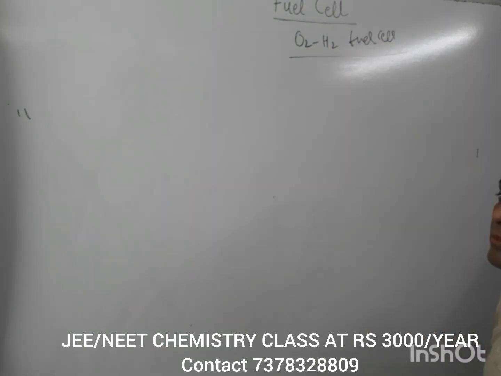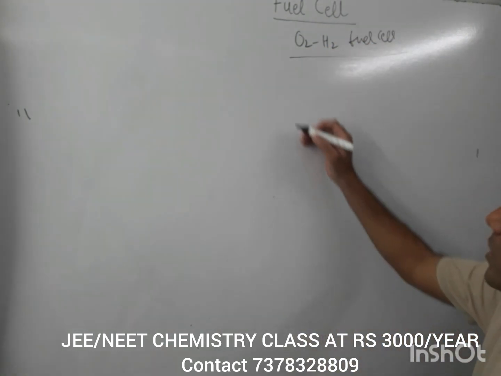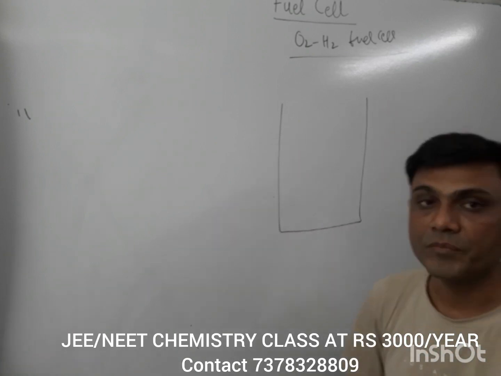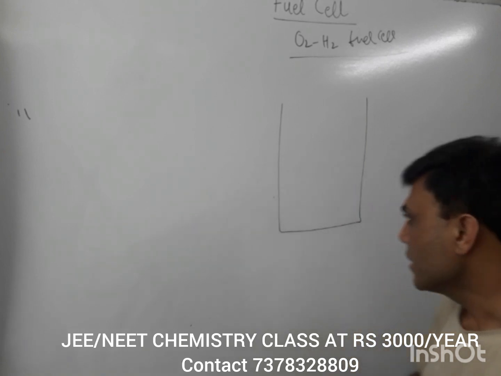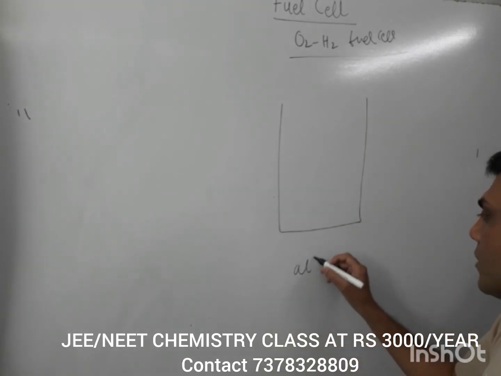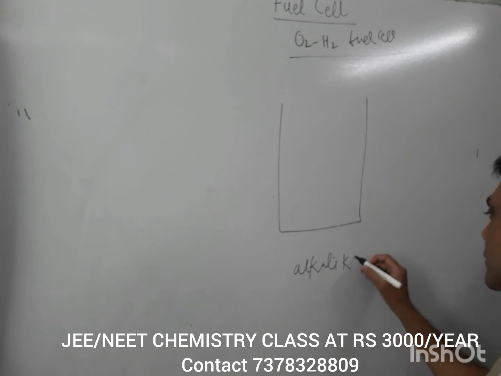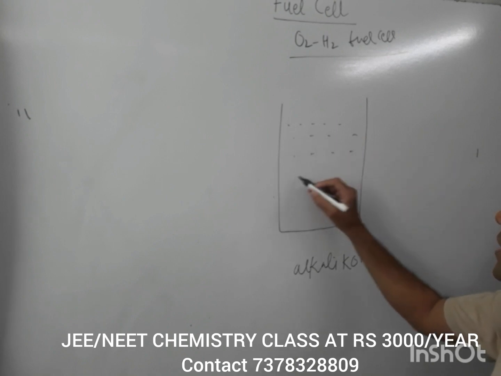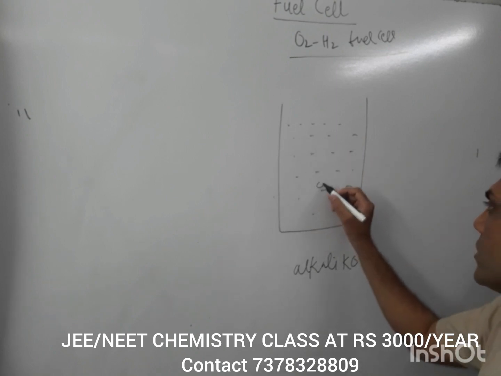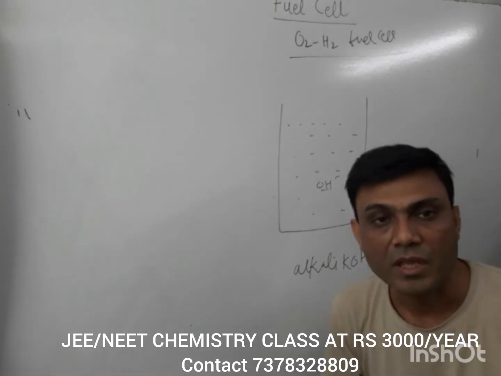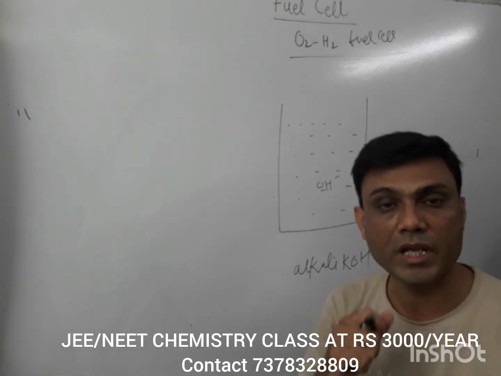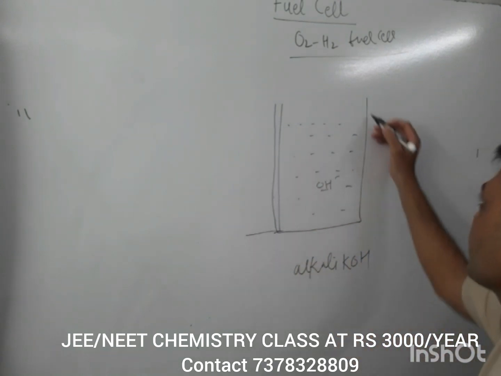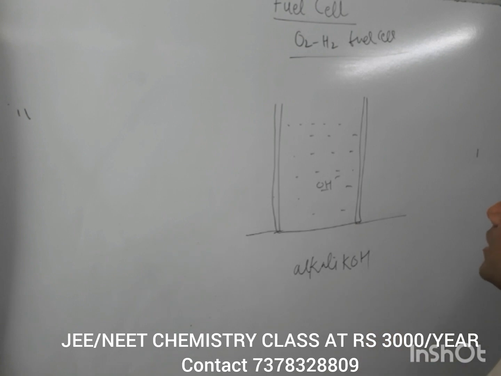The construction of the fuel cell is very simple. You have to take one container like this. In that container, as in any cell, there should be an electrolyte. In the fuel cell, the electrolyte is an alkali, for example KOH. That means here we have to take an alkali electrolyte, which contains OH negative. And in any cell there should be two electrodes. So we have to take two electrodes. This is one electrode and this is another electrode.